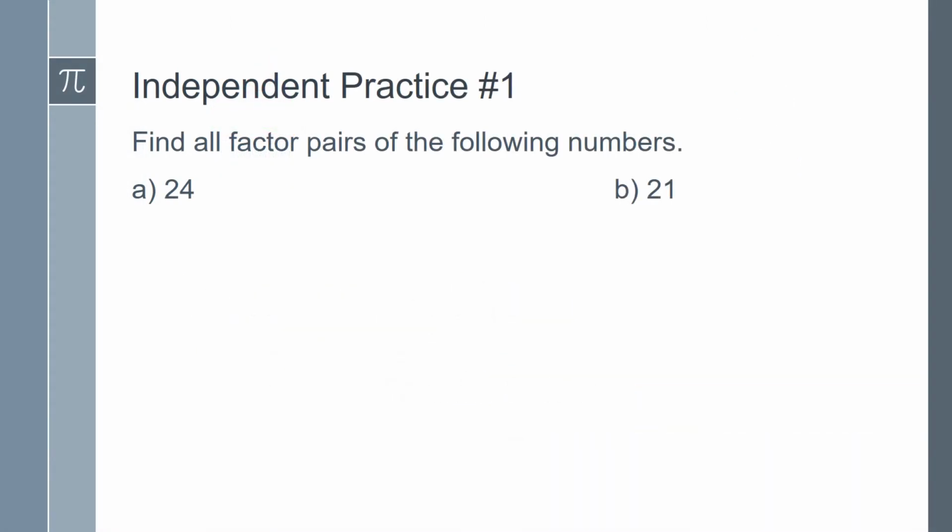Independent practice number 1. Find all factor pairs of the following numbers. A. 24. B. 21. Now is a good time to pause this video and work on this problem if you have not done so already.